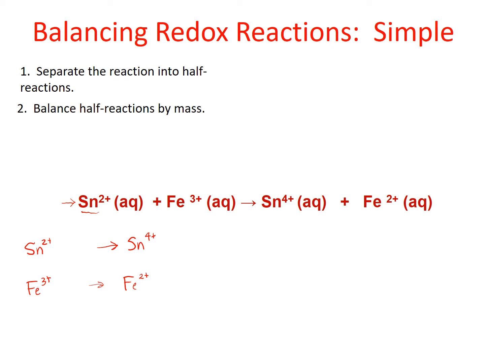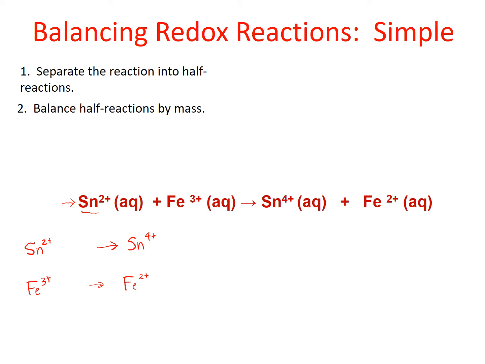So tin is mass balanced. And it actually turns out for this example that my second half reaction is also mass balanced. I have one atom of iron and one atom of iron on the right-hand side as well. Different charges, but it's still iron. So it's still the same mass as long as I have the same number of atoms.